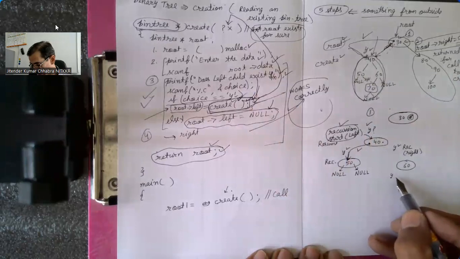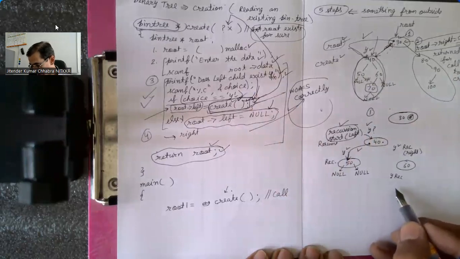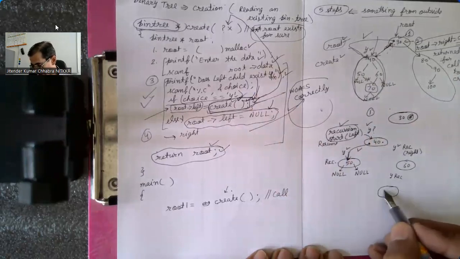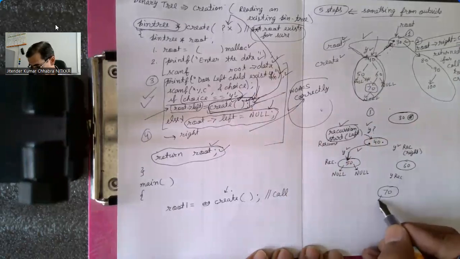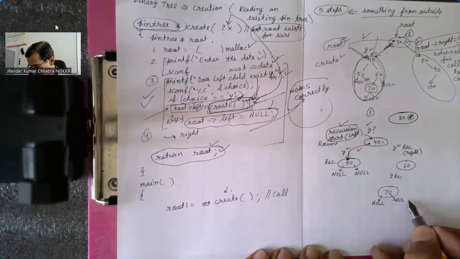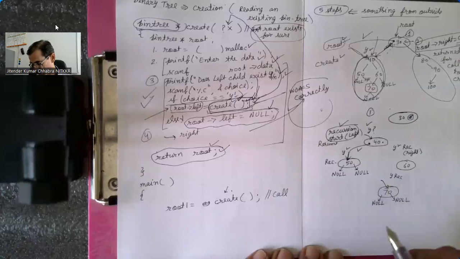Again yes means again recursion. 70 created, 70 stored here. And now 70's left child is to be null, 70's right child is to be null. Return this node. This is the node being returned.